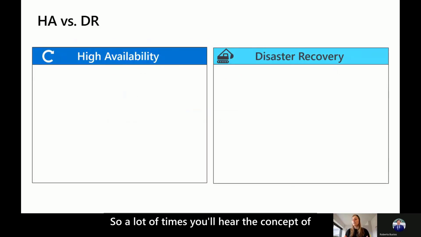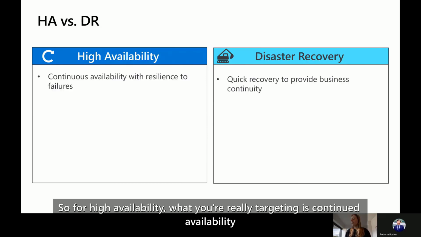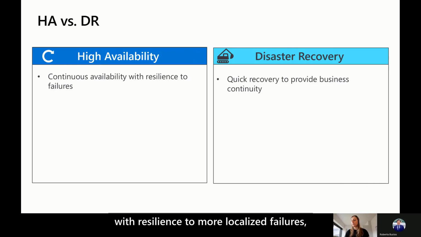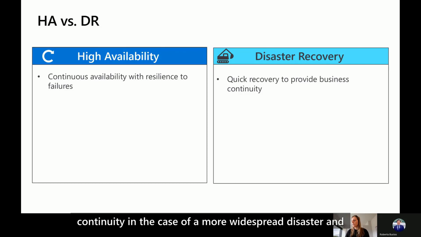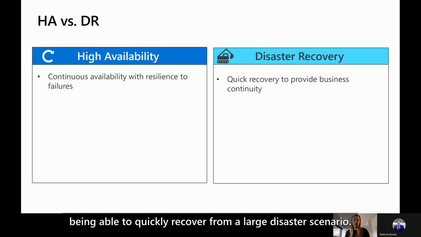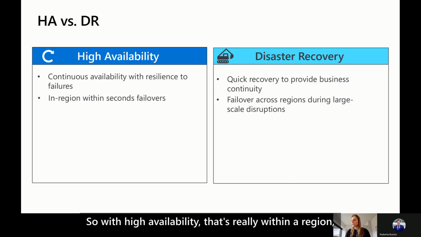So a lot of times you'll hear the concept of HADR, which stands for high availability disaster recovery. But let's just do an overview of what is high availability versus what is disaster recovery. So for high availability, what you're really targeting is continued availability with resilience to more localized failures, whereas disaster recovery is really looking at having that business continuity in the case of a more widespread disaster and being able to quickly recover from a large disaster scenario.